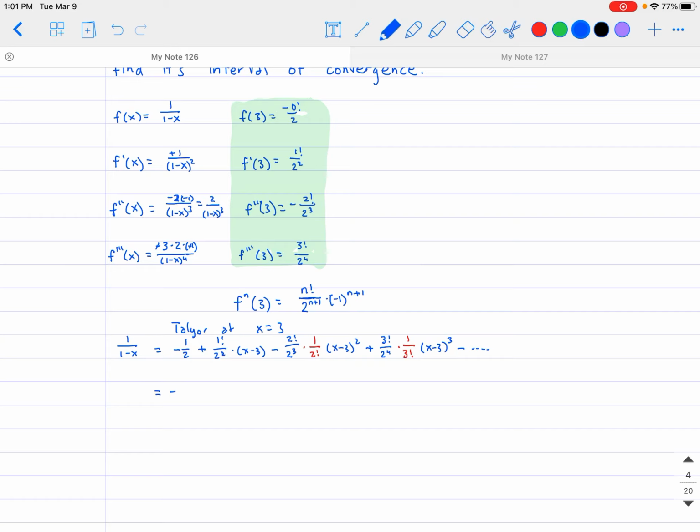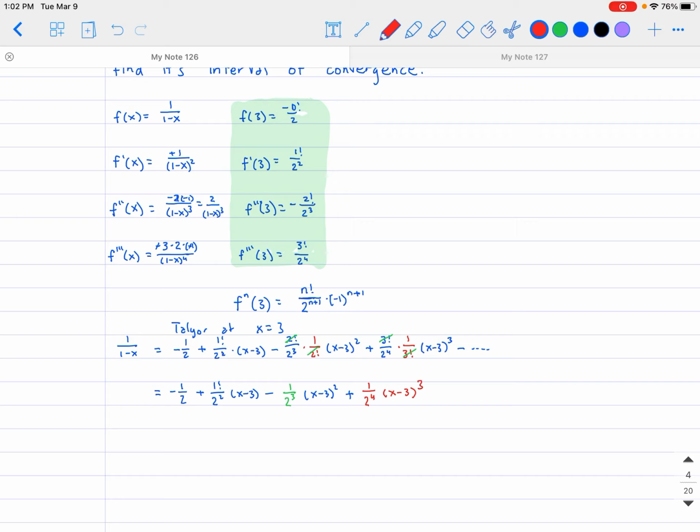So that is going to be equal to negative 1/2. And then the next part, I guess we could just go ahead and write it as is. So it looks like it's going to be plus 1 factorial over 2 squared, and then x minus 3. And then for the second part, the factorials are going to cancel out. So all that's left is 1 over 2 cubed. And then we have the x minus 3 quantity squared. The next part, the factorials again are going to cancel out. So then that leaves me with 1 over 2 to the 4th. And then we have minus x minus 3 cubed.